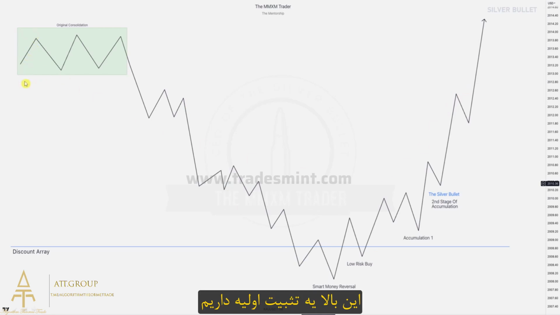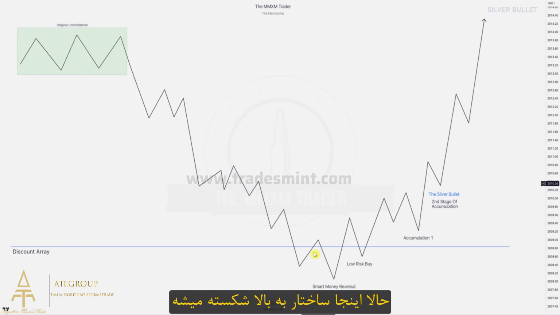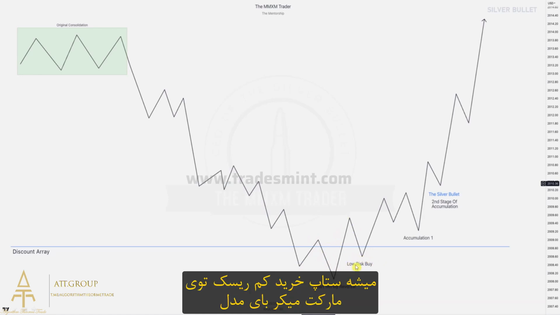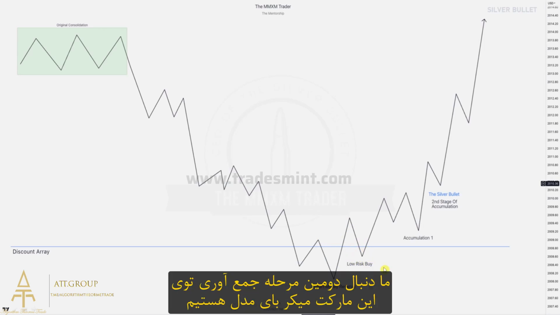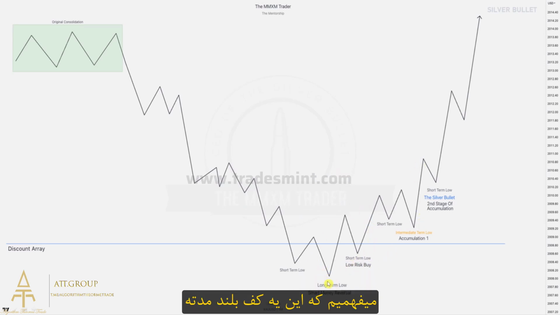We've got that original consolidation up here, right? And then hitting a key level once again where the smart money reversal should occur. Now breaking structure up here, and then the first area over here, that is the low risk buy in a market maker buy model. We're not looking for this, we're looking for that second stage of accumulation in this market maker buy model. So looking at all the lows and highs being formed in this area, we can see this is a long-term low.